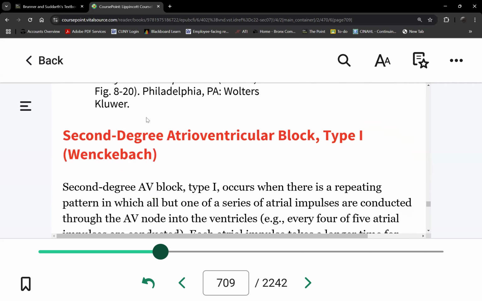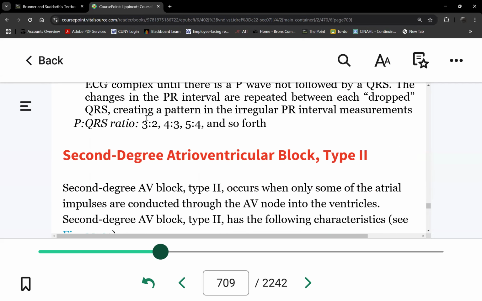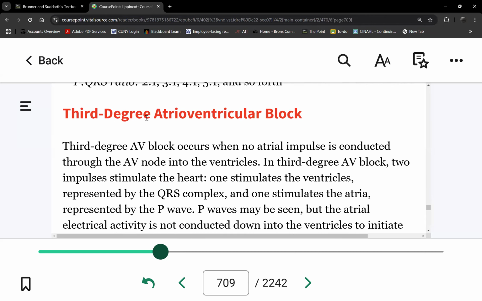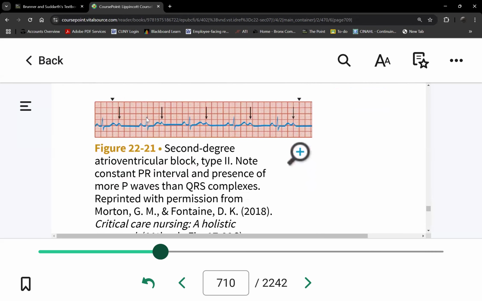Okay, let's go to second degree type 2. In second degree type 2, the PR interval remains the same. Here's type 2. The PR interval remains the same length. It does not get longer and longer, unlike type 1. However, you lose more than 1 QRS complex now. See here, you have a complete PQRST, and then you have a P, but no QRS. Then here you have PQRST, and then you don't have one again. So every other beat, no QRST.